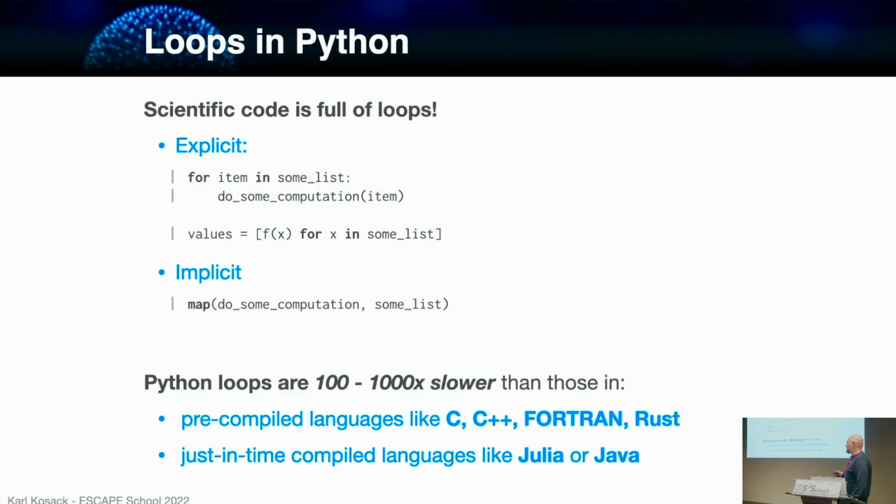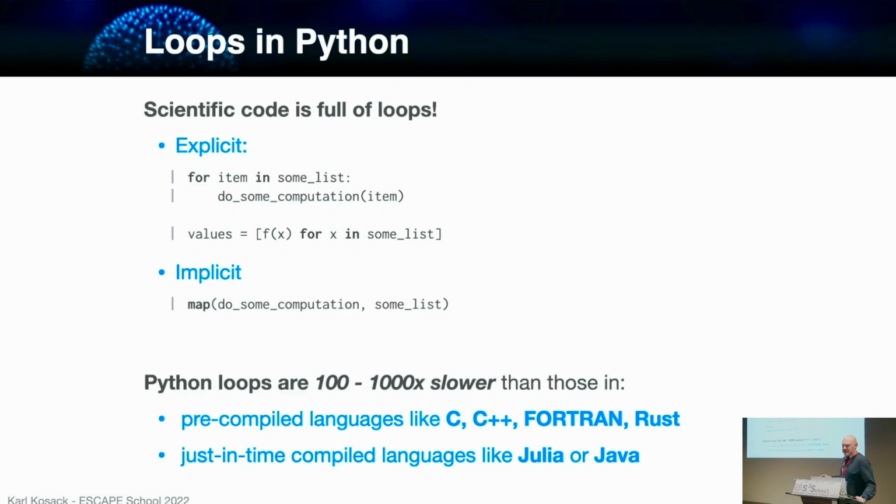Even if you do implicit loops, I don't know if you know this, in Python you can do things like map a function onto a list, but inside this it's just doing a for loop, and it's still the interpreter running it. So I think this is maybe slightly faster than this, but not by much. So these things are all hidden loops.